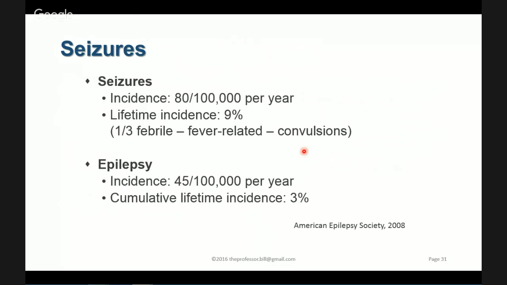So in terms of seizures, again, please don't bother memorizing the numbers. It's more to give you an idea of the scale and the scope of what is going on. The incidence of this is about 80 out of 100,000 individuals per year. Over the course of a lifetime, about 9% of individuals will have some sort of seizure activity. And in this particular case, about a third of these are induced by fevers.